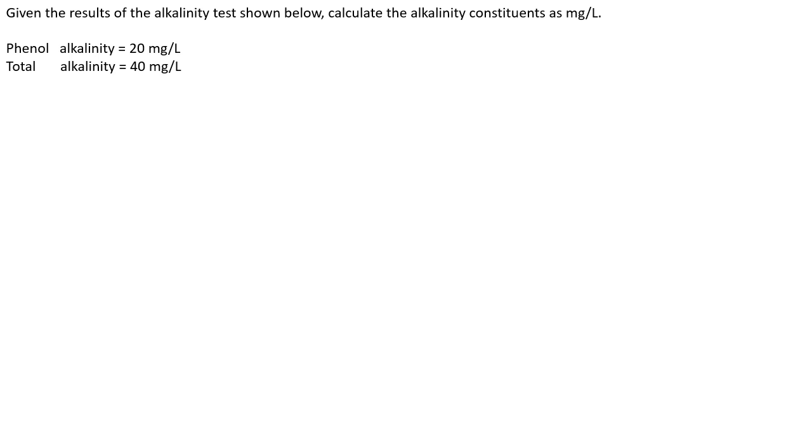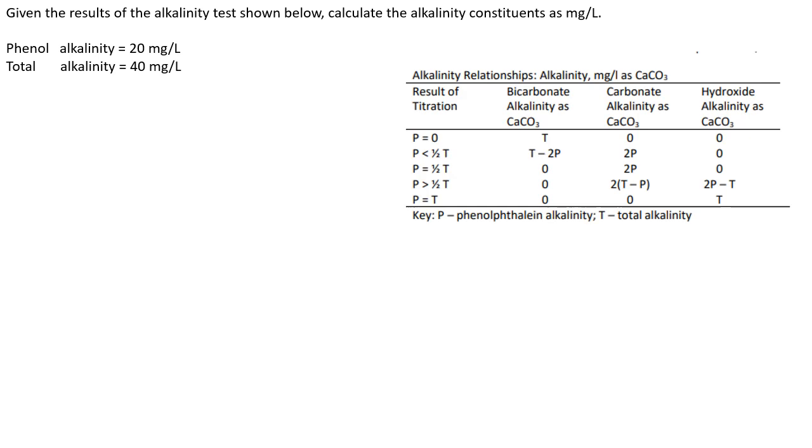Given the results of the alkalinity test shown below, calculate the alkalinity constituents as milligrams per liter. So P alkalinity is 20 milligrams per liter. Total alkalinity is 40 milligrams per liter. So again, we have our chart. P alkalinity is not equal to 0. P alkalinity is not equal to total alkalinity. So that means we're going to have to divide the total in half so we can get our relationship.